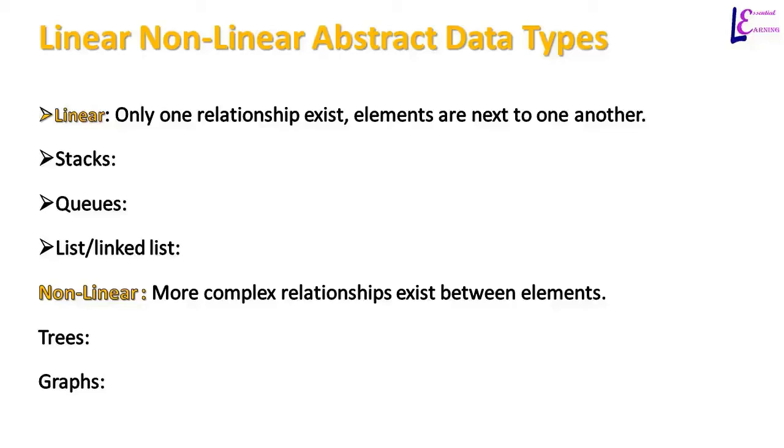Since we are going to discuss linear data structure, I am going to repeat here the definition of linear abstract data type and nonlinear abstract data type. In linear abstract data types, elements are next to one another in sequence. Examples of such data types are stacks, queues, and lists. And in nonlinear abstract data types, complex hierarchical or more than one relationship exists between elements. Examples of nonlinear abstract data types are trees and graphs.